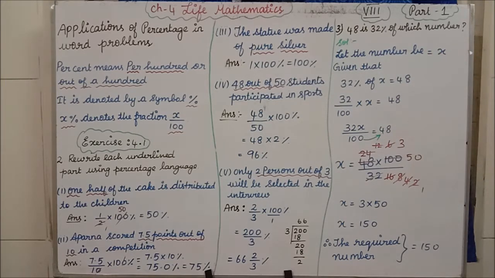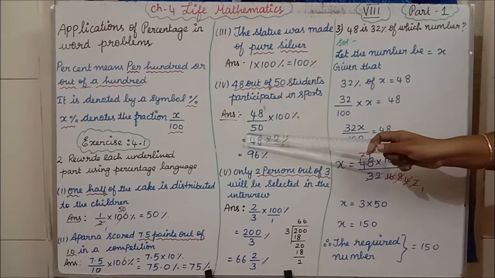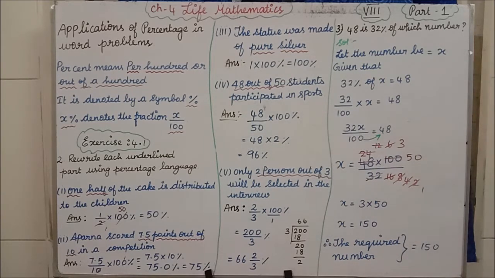See the fourth subdivision: 48 out of 50 students participated in sports. Totally 50 students are there, and out of 50, 48 of them participated. So it is 48 by 50 into 100 percentage. See, 48, 50 and 100: if I cancel, how many times will I get? 2. I'll cancel and show you.